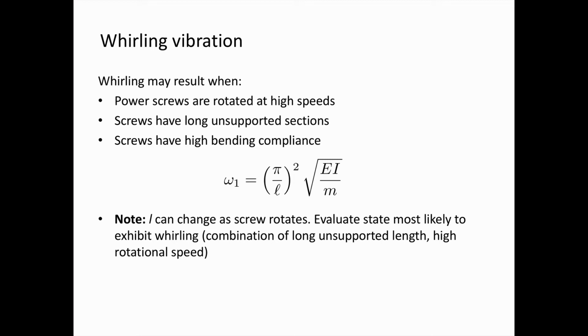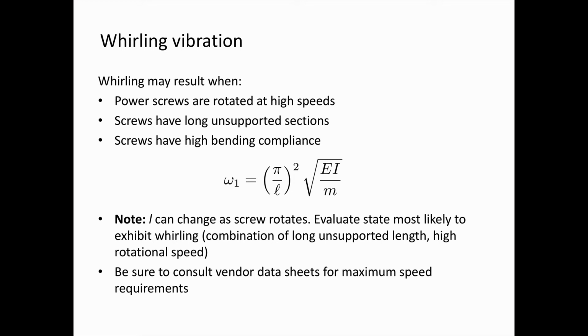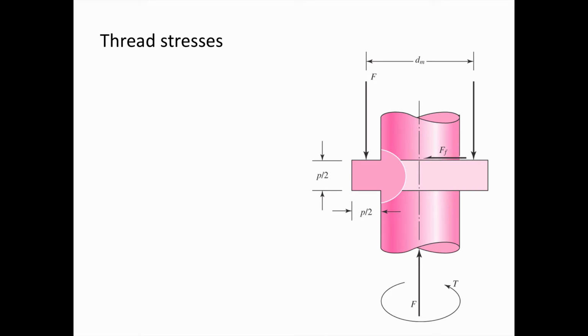And similarly, we need to evaluate the whirling first critical speed under the conditions that are most likely to exhibit whirling. And so that's going to be some combination of having a long unsupported length and high rotational speeds. And in some cases, maybe the rotational speed changes as the length changes. And so you're going to have to use your own judgment to determine what state is most likely to exhibit whirling. Also, with whirling, be sure to have a look at vendor data sheets that you're obtaining your lead screw from to make sure that you observe all maximum speed requirements.